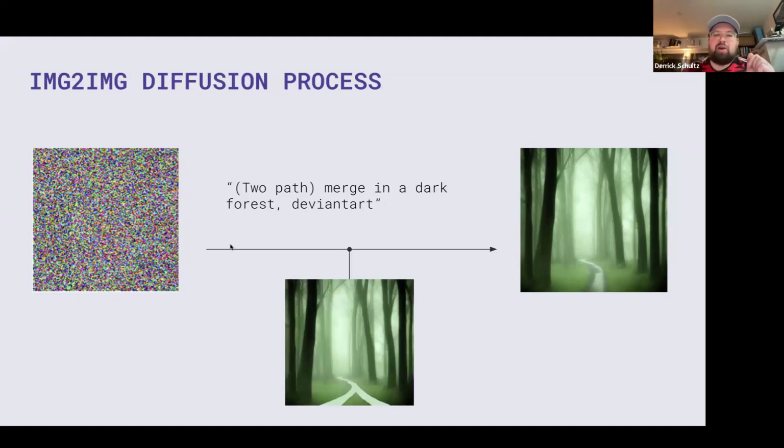Now remember that there are a number of steps in this process, right? So this might be step 0 and this is step 30. We can also say take this image and put it in at step 15. And what we do is we add just enough noise to basically look like it's step 15.